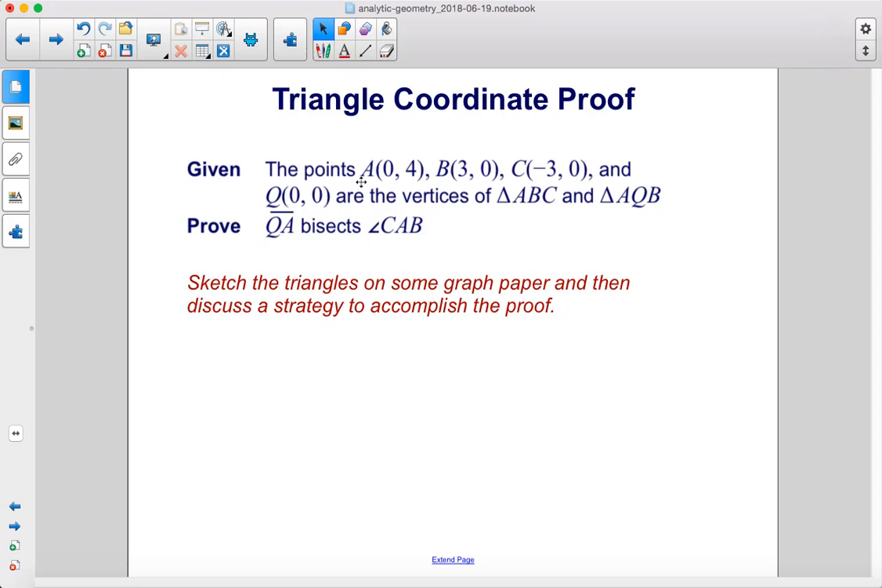Given the points A, B, C, and Q, where A is at (0, 4), B is at (3, 0), C is at (-3, 0), and Q is at the origin (0, 0), they are the vertices of triangle ABC and triangle AQB. Prove that line segment QA bisects angle CAB. So let's sketch the triangles on some graph paper and then discuss a strategy to accomplish the proof.